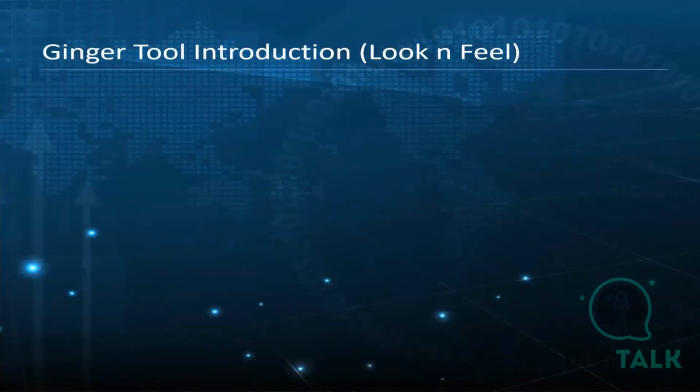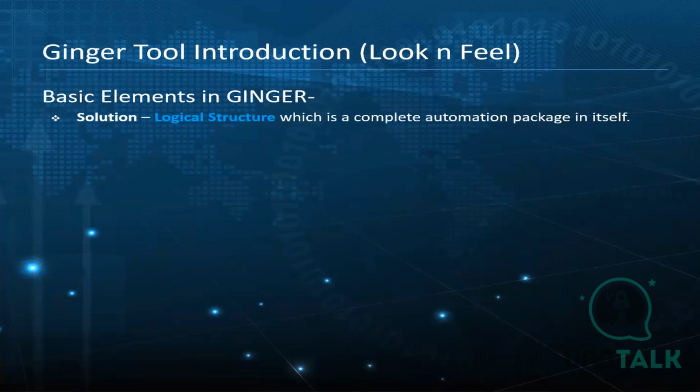These are the basic elements in Ginger. So first comes the solution. Solution is nothing but the logical structure, which is a complete automation package in itself. A logical structure basically which contains all the project related files, whether it's agent files, environment files, all the files will be there in a complete logical structure, which we will call solution. Then comes the business flows or the end-to-end logical flow.